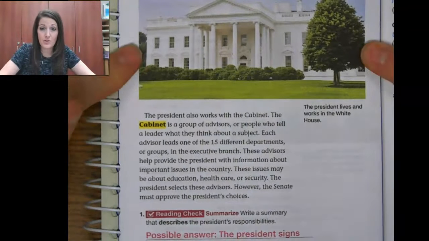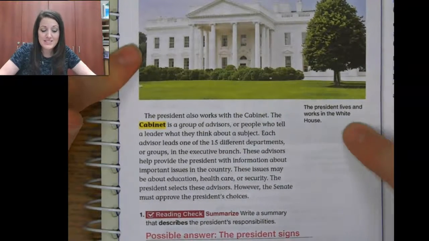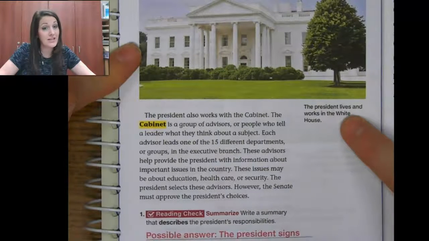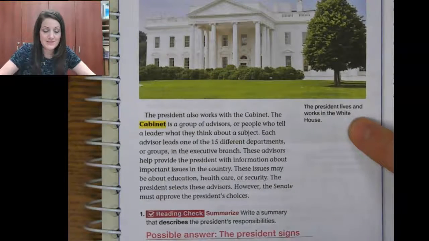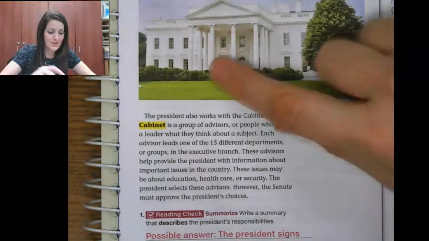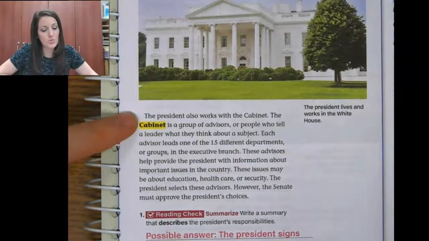Here's another photograph with a caption. The president lives and works in the White House. So a caption is going to be a full sentence. It's different than a label that's just one word. So this is the White House where the president lives. It's got columns on it. All right. The president also works with the cabinet.